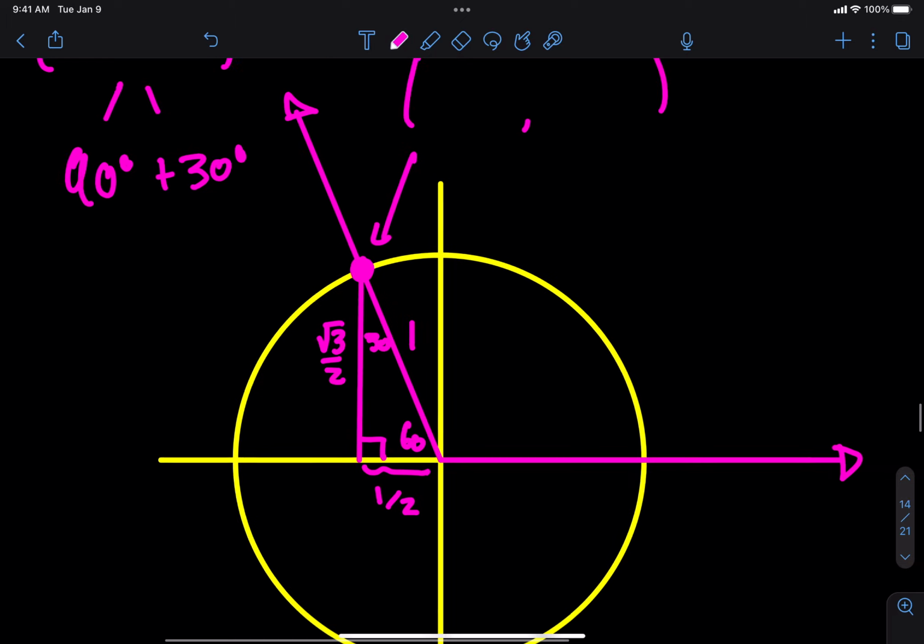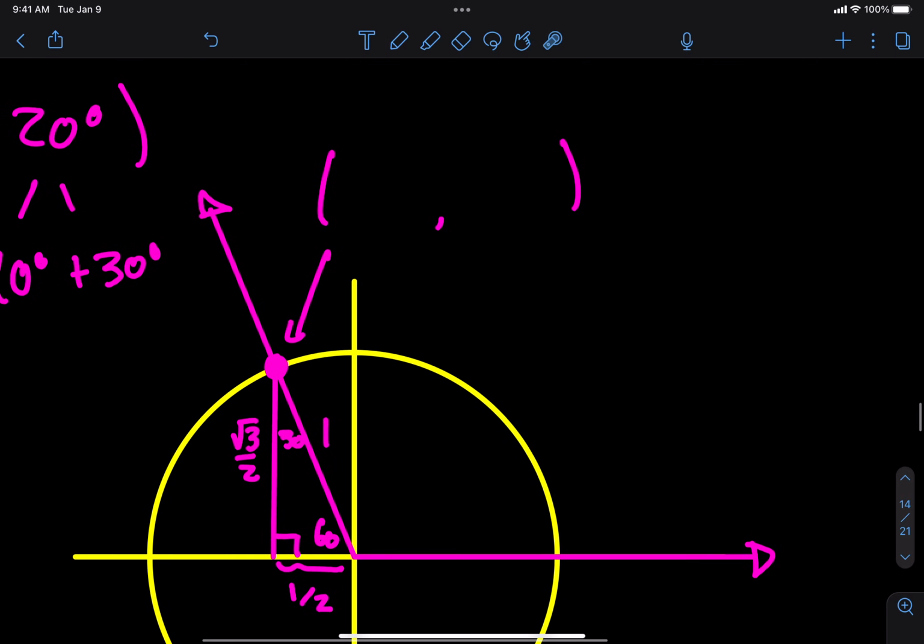Okay, so what are the coordinates then? What's the x-coordinate of this point? Negative 1/2, right? Because this length is 1/2, but it's 1/2 to the left. So the point will have x-coordinate negative 1/2. And how about the y-coordinate? It's going to be root 3 over 2.